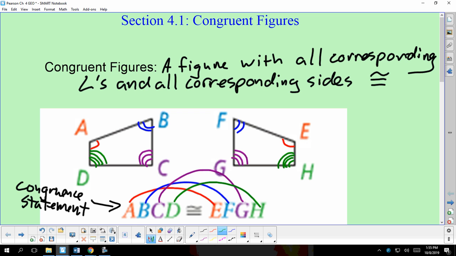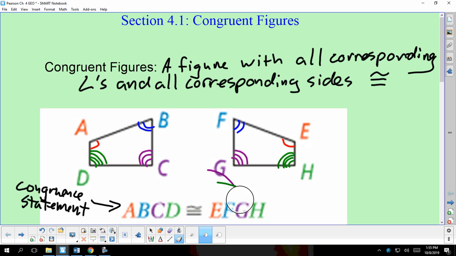It's not enough just to show that the corresponding angles are congruent. We want to show that all the corresponding sides are in fact congruent as well. I can do the same thing and use my congruent statement to do that as well. What I'm going to do is just go over one at a time. So AB, that side, that segment, corresponds up here. What goes with AB? The first two letters on this congruent statement. So EF would be congruent to AB.